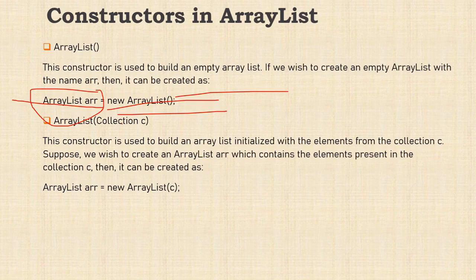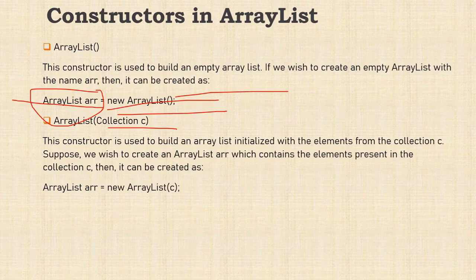This is another way to create the ArrayList, another constructor. Here we have to provide a collection C. This constructor is used to build an ArrayList initialized with elements from the collection C. Suppose we wish to create an ArrayList which contains the elements present in collection C, then it can be created like this. So you can also assign different collections inside this ArrayList.